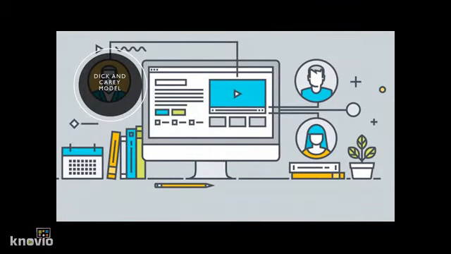Hi, my name is Dari Strimsky, and I'm going to be talking about the Dick and Carey model, which is an instructional design process that has 9 steps.